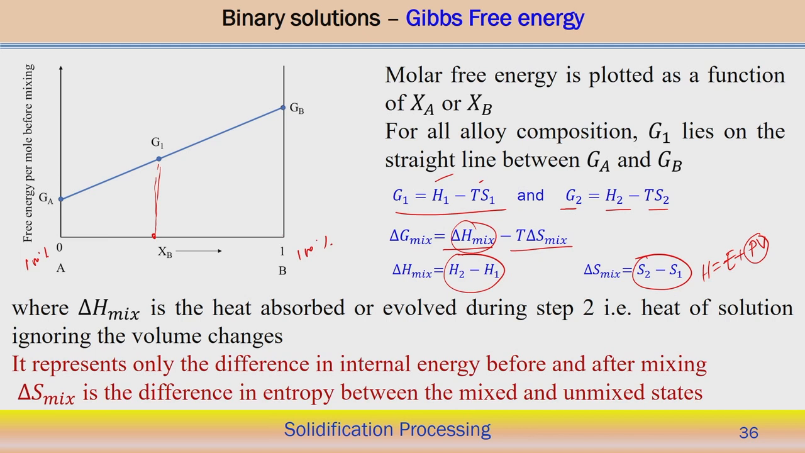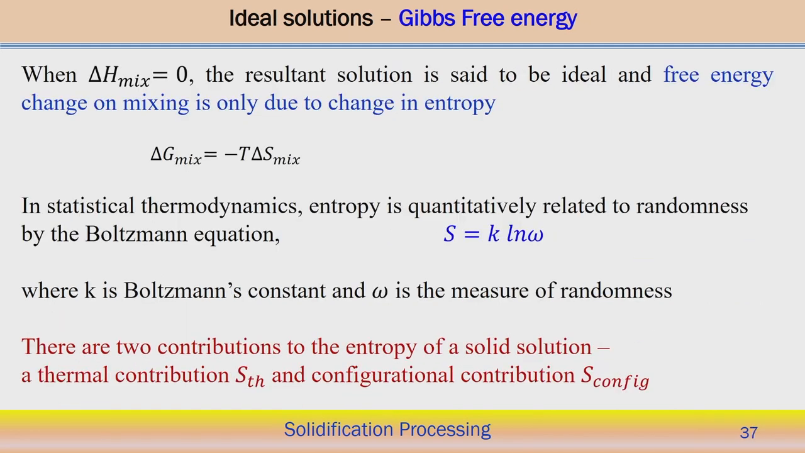And delta S mix is the difference in the entropy between the mixed and unmixed states. So, between these two states, this is the change of the entropy between the mixed and unmixed states. Now, when delta H mix equal to 0, that means there is no change in the internal energy with the solution. In that case, this kind of situation arises and we can say this is an ideal solution.